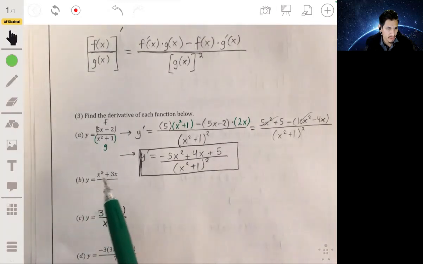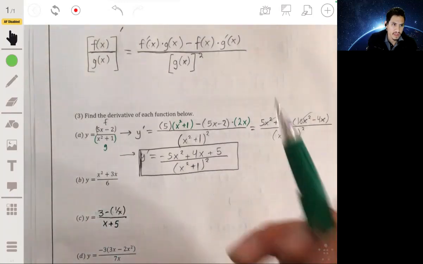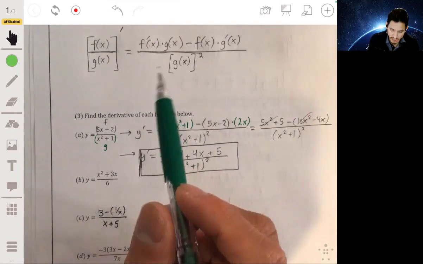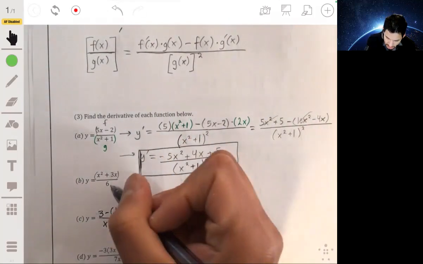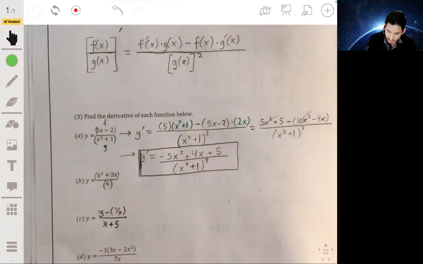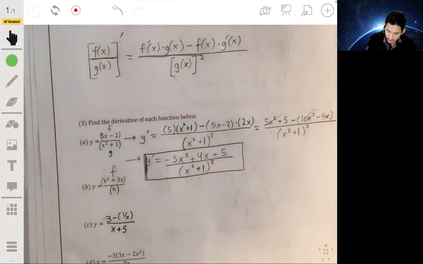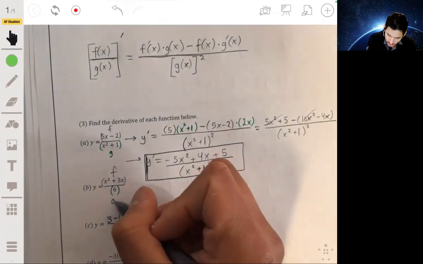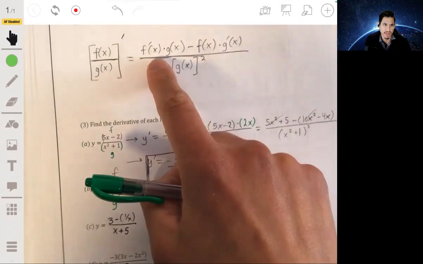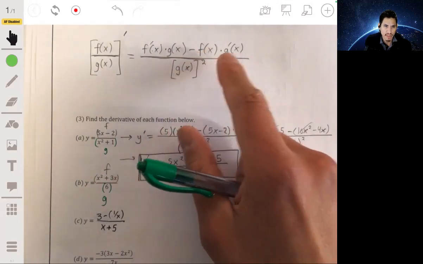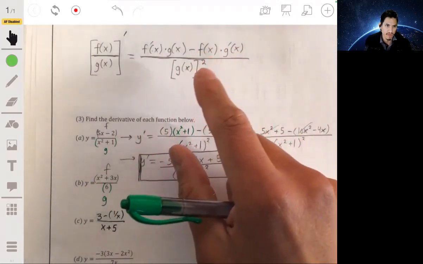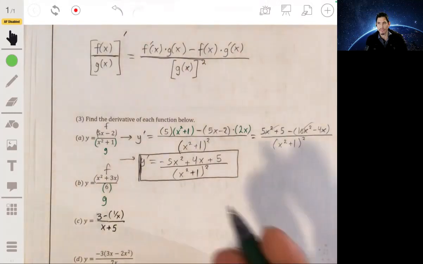Okay, now let's look at the next one. y is equal to x squared plus 3x over 6. All right, so you've got a quotient of functions, right? You've got your f of x over here, and your g of x as 6. What you're going to do is f prime times g of x, minus f of x times g prime of x, all over g of x squared. So go ahead and do that.